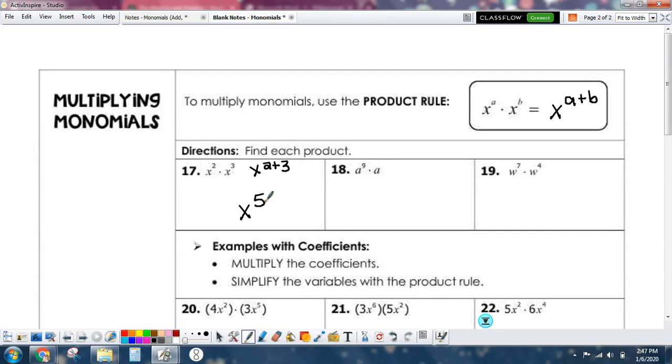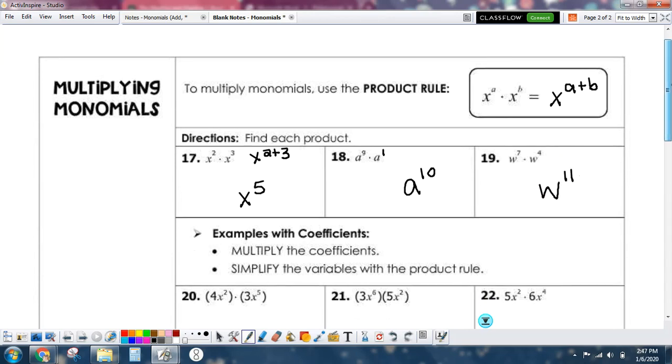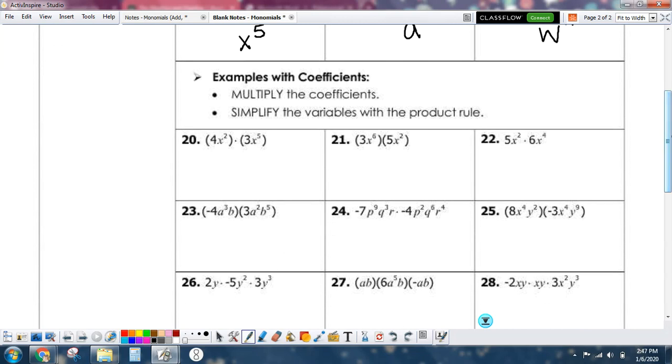For the product rule, when you multiply monomials, you add the exponents. So we're going to go ahead and add our exponents right here. This is 9a to the 9th power times a to the first power. When it's not listed, that's just to the first. So we're doing 9 plus 1, and 9 plus 1 is 10. And then here we have w to the 7th times w to the 4th. So you're doing 7 plus 4 to get 11.